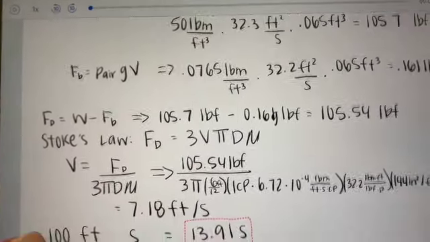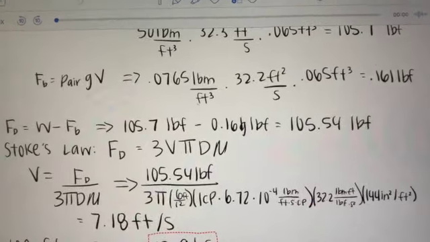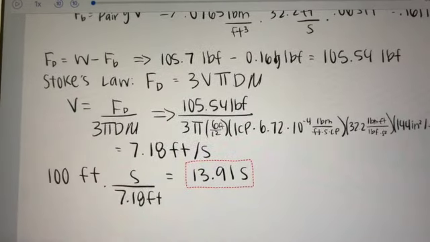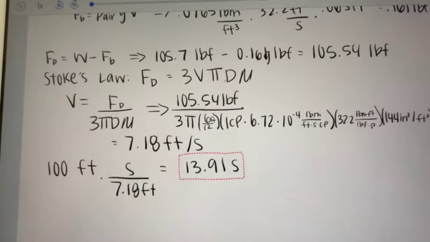From here, we can isolate our velocity, and doing the correct conversions with units, we get 7.18 feet per second. Knowing this, and knowing the length of the race, we can figure out it takes 13.91 seconds to get across the race.